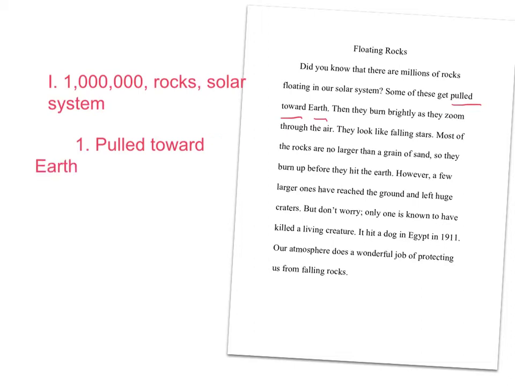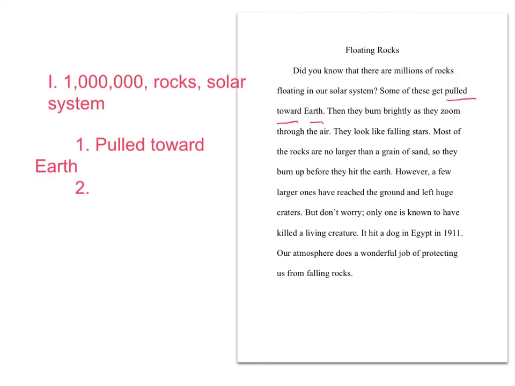Then I'm going to go on to my next sentence. Again, indenting and adding my number 2 and looking over at my sentence. They burn brightly as they zoom through the air. Well, I think I like burn because that tells me what they are doing. So I'm going to look at burn, and then they burn brightly, and the action is that they're zooming. So I think I like those 3. So I'm going to list those.